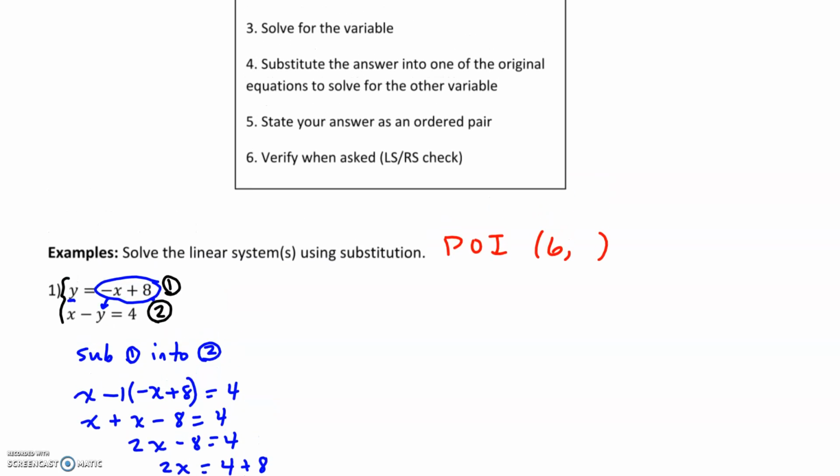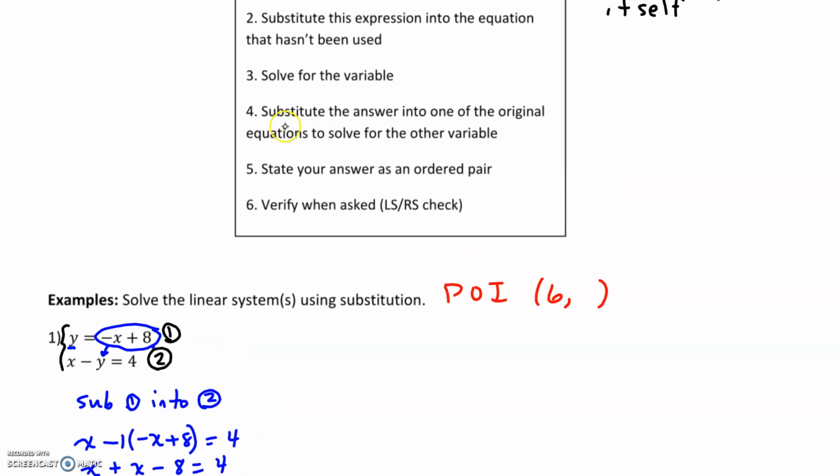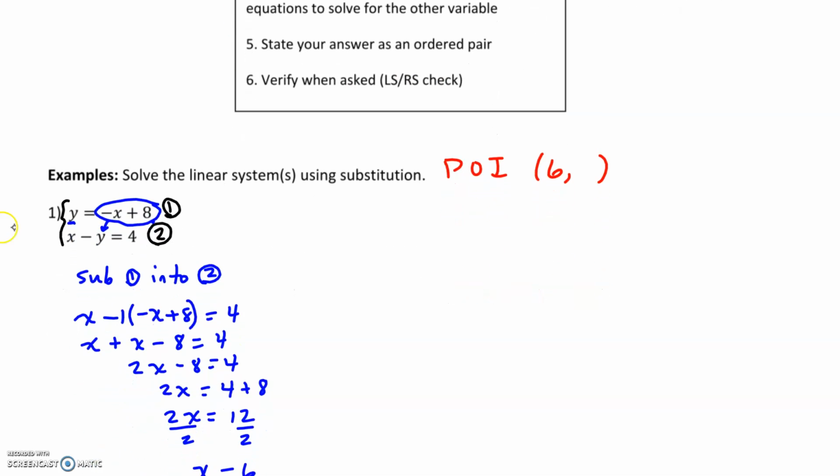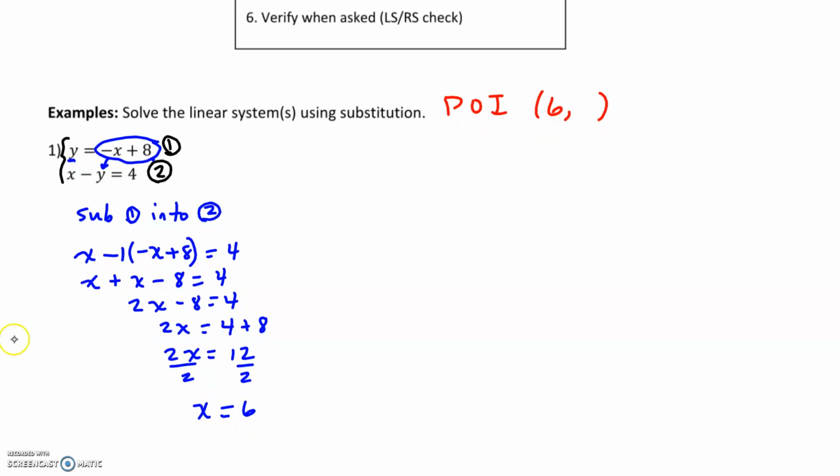All right, let's see what's next. Okay, we're at step 4. We're going to substitute the answer into one of the original equations. So I'm going to sub x equals 6 into either equation 1 or equation 2. It does not matter which one. I'm going to choose equation 1.